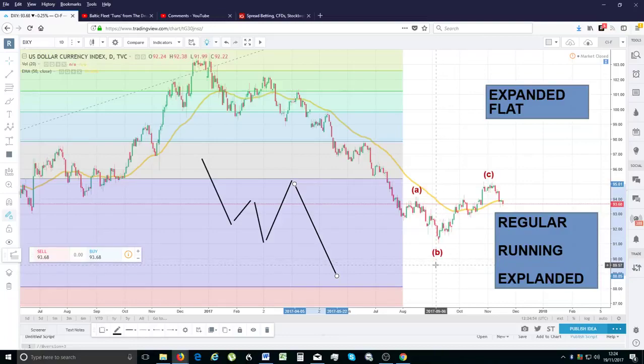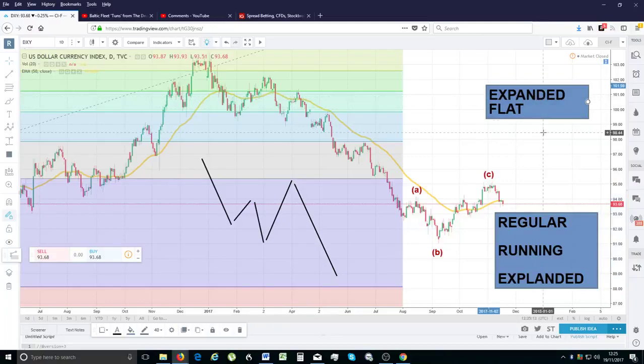And the more experienced you get with Elliott Wave, the more you realize these expanded flats are all over the place. I've seen them on multiple time frames in forex, obviously DXY, gold, silver, in the stock markets. They're absolutely everywhere. Now this B doesn't have to be all the way down here, it can be just a little bit down here, and the C wave can be just a little bit up here.